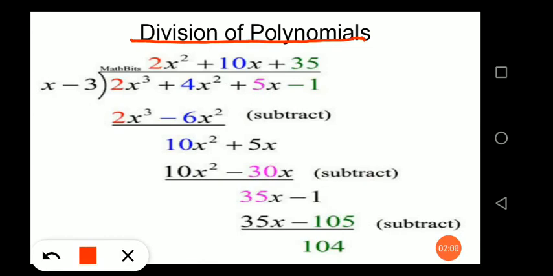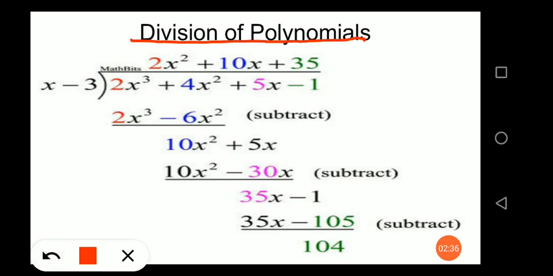The first step: whenever we have to divide the polynomial, we have to arrange it in the decreasing order of powers of the variable. So 3, 2, 1 and then 0. Similarly, our divisor also should be arranged in decreasing order of powers of the variable. If it is not arranged in decreasing order of powers of the variable, then we can get an incorrect answer.